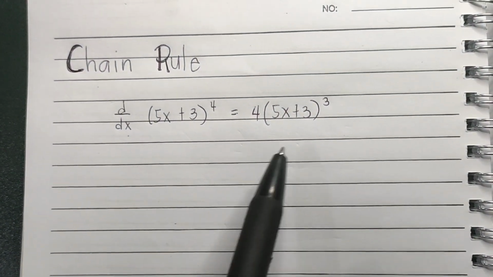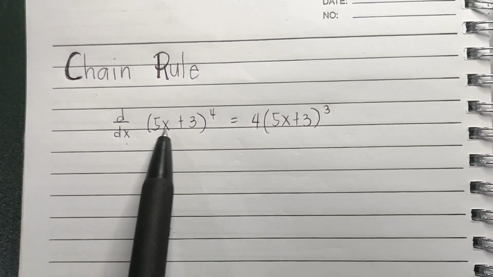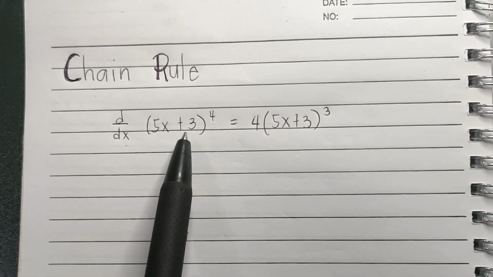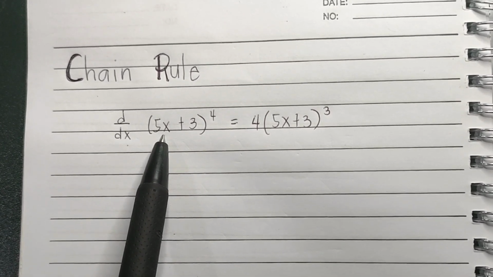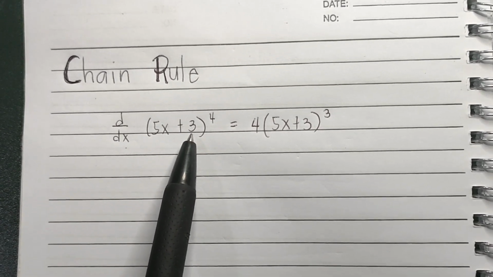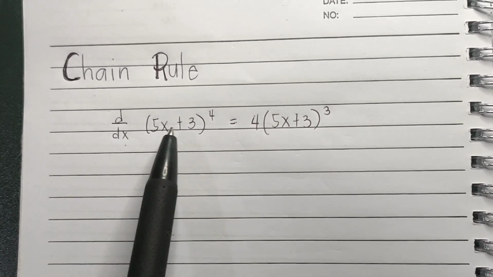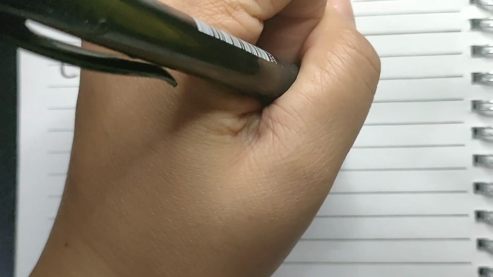And then, next, find the derivative of yung nasa loob. Kunin yung derivative ng 5x + 3. So, derivative ng 5x ay 5. Derivative ng 3 ay 0. So, 5x + 3, ang derivative niya ay 5 na lang.